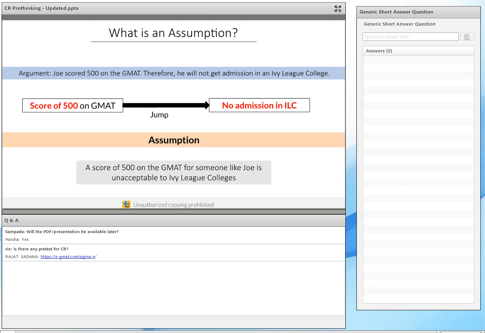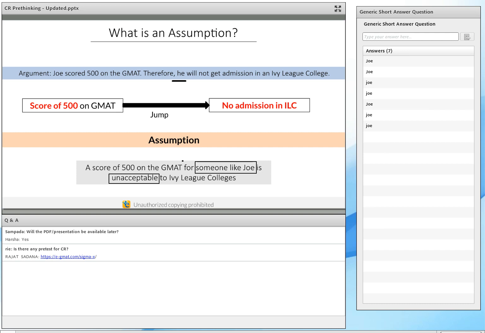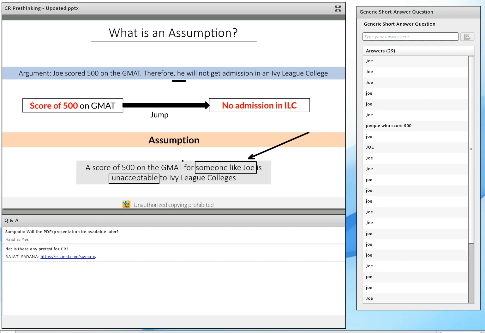And the part which is really important over here is the unacceptable piece. But there's a second part, which is also fairly important, which is for someone like Joe. Why? Because who is the conclusion about? The conclusion is about Joe, right? So the assumption also has to be linked to Joe, because the author is not saying that the Prince of Saudi Arabia will not get into an Ivy League college. What he's saying is Joe will not get into an Ivy League college. Okay. And someone says, hey, it's about Chris. I think that guy who says it's about Chris is probably Chris. So one little point to know about it, but you guys get the logic, which is really great.